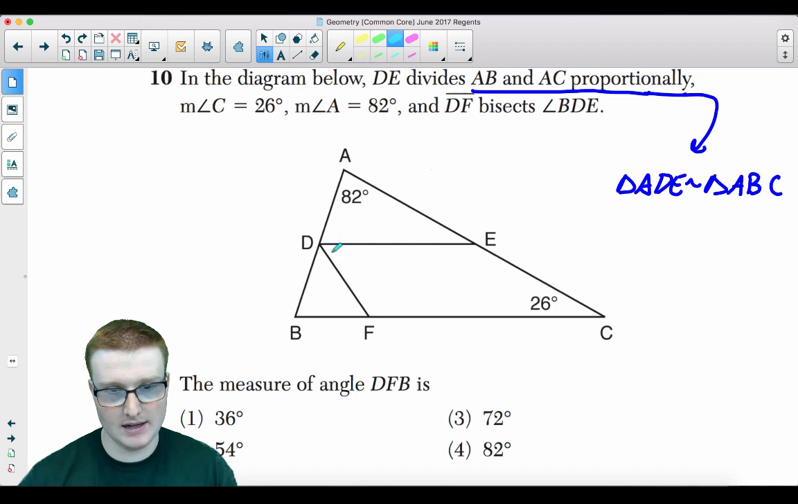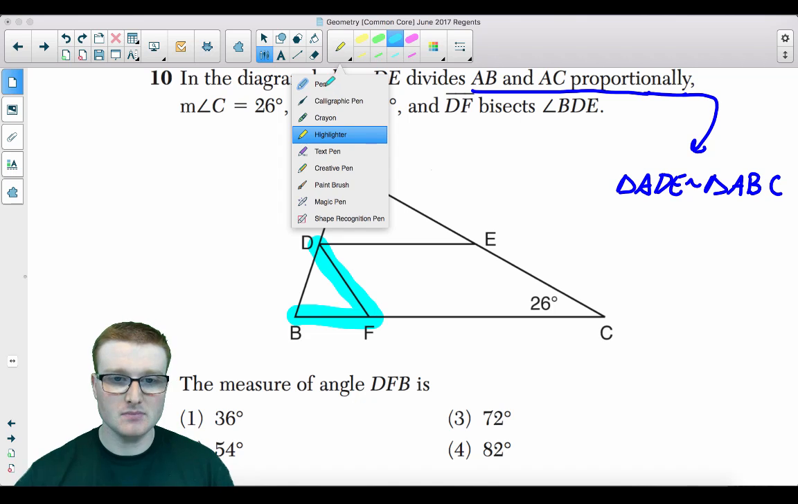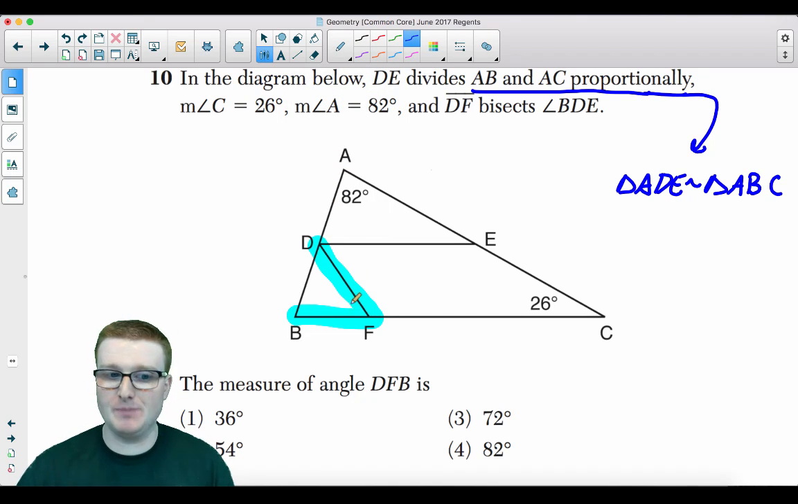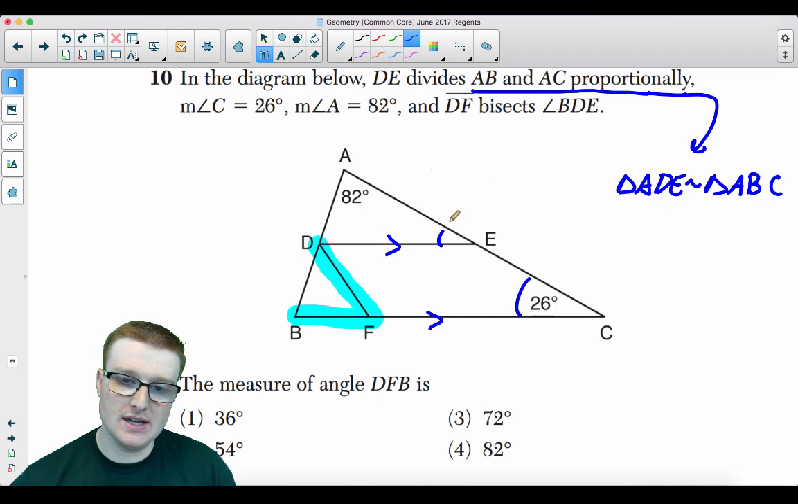So the measure of angle DFB is what? So we're trying to find DFB. We're trying to solve for that angle over there. So we have all this information at our disposal. We just got to figure out what is what. So I just said that these two triangles are similar. That means, folks, that this angle is congruent to this angle because DE is parallel to BC because they're similar triangles. So this angle over here is 26 degrees.